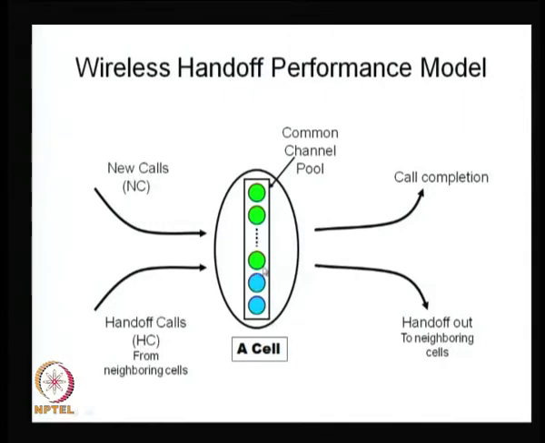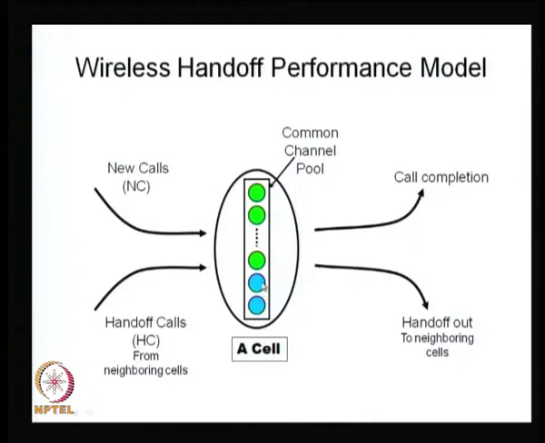If you reserve some number of channels for the handoff calls, and the available channels at the time of arrival are less than that, then do not allow the new calls. Only the handoff calls will be allowed whenever the number of available channels is less than or equal to the prescribed number. That is called a fixed reservation channel policy.